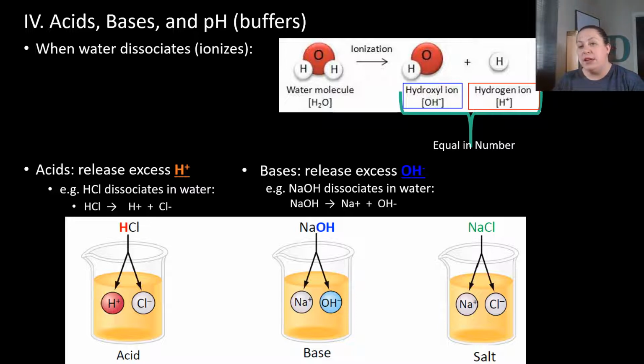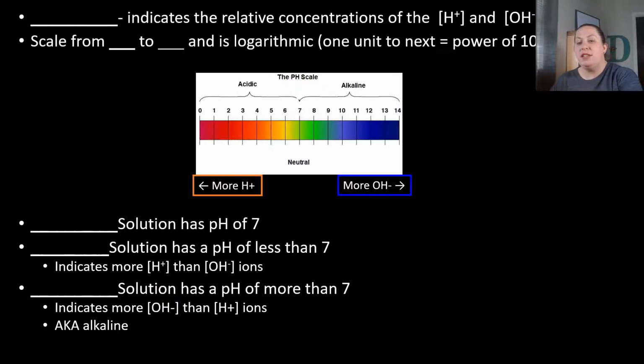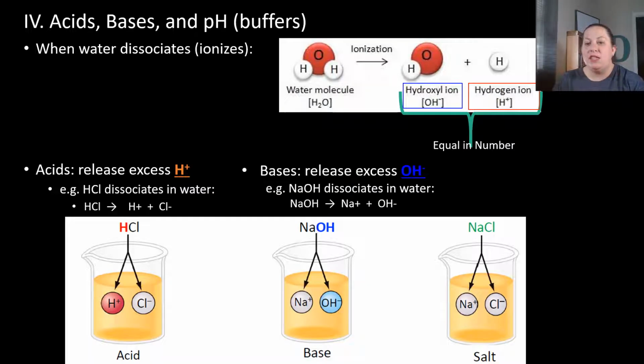Now, if we look at this other example, sodium chloride, which is table salt, NaCl, when it dissociates, it dissociates into Na and Cl, but there are no hydrogen ions and there are no hydroxyl ions. So this is just known as a salt solution.